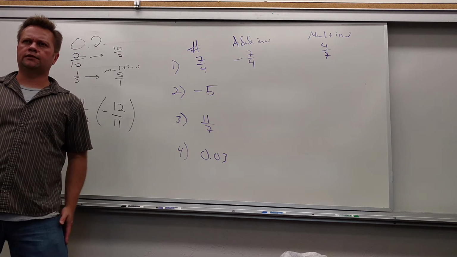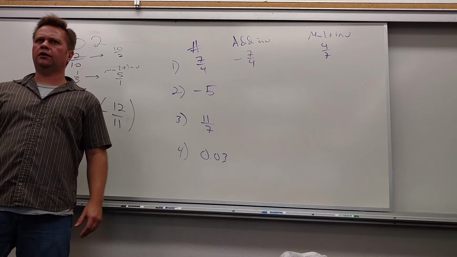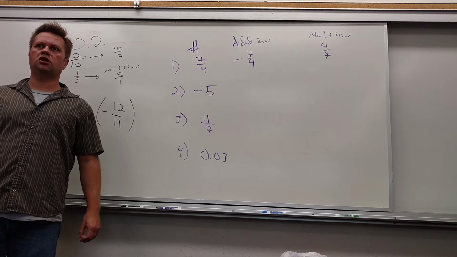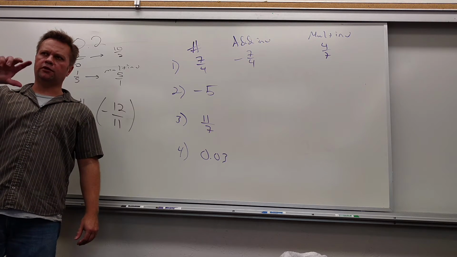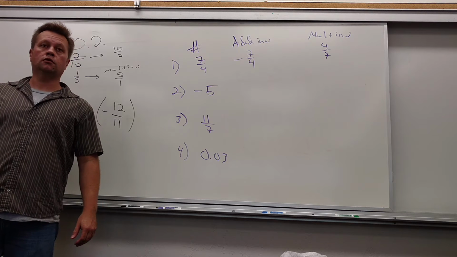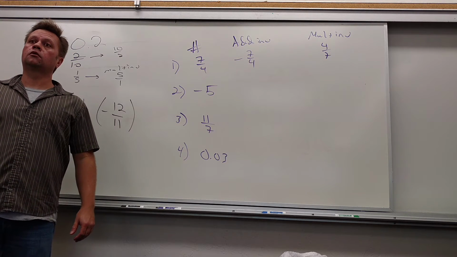You guys start to realize that the additive inverse is always easy. Whatever the sign is, change it. Multiplicative inverse is where things get weird with decimals and stuff. Like that number 2, that 5, that negative 5 on the multiplicative.